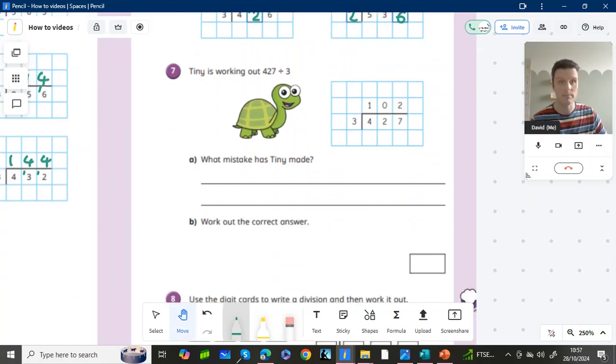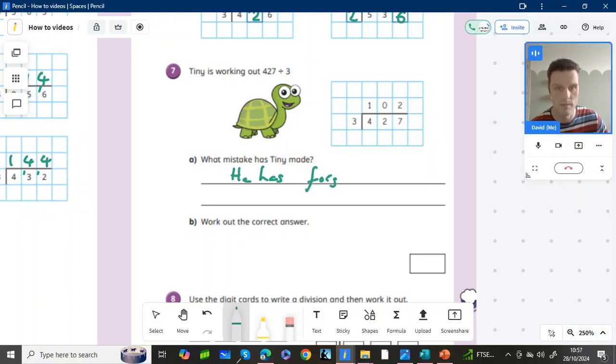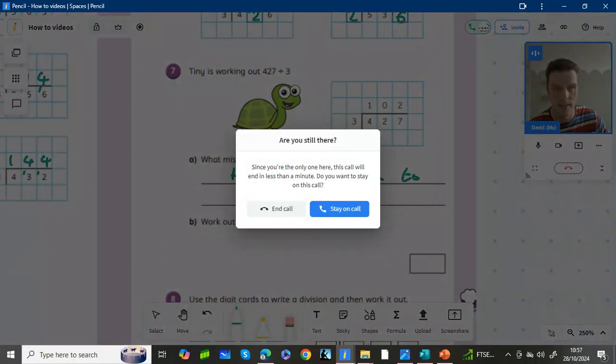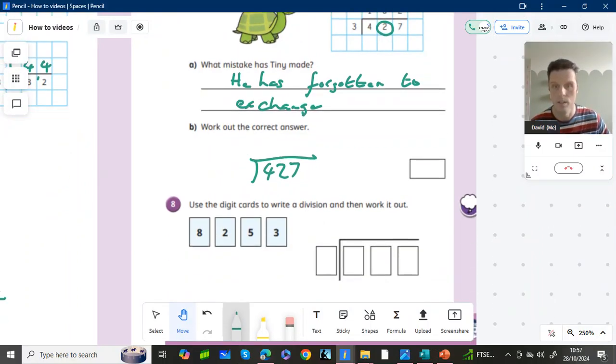Question 7. Tiny's forgotten to exchange. Okay, and I'm going to highlight that there. So now I'm going to do the correct method. So 427 divided by 3. 3 into 4 goes once, with 1 exchange. 3 into 12 goes 4 times.